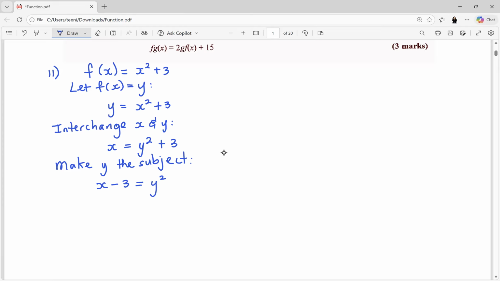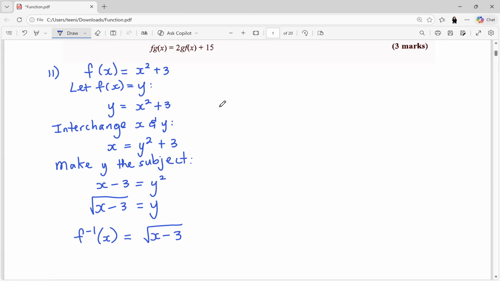And now I need to get rid of the squared. Do you know what is the opposite of squaring? Miss, I can't remember. That's okay. Somebody tell me what's the opposite of squaring? How would I get rid of the square? Square root. Square root, right? So I'll take the square root of x minus 3 and the square root of y squared, which will just leave me with y. And this, Amisha, is the f inverse x. f inverse x is the square root of x minus 3.